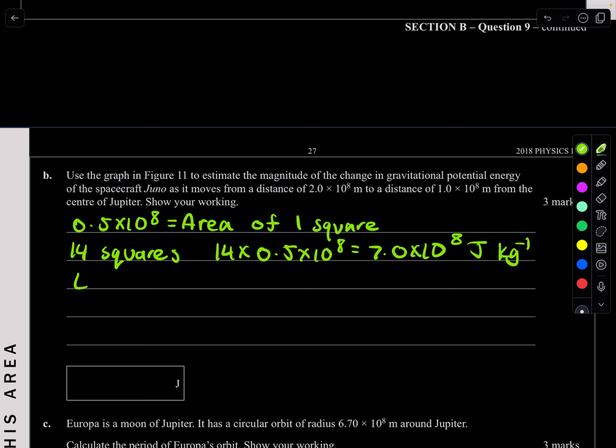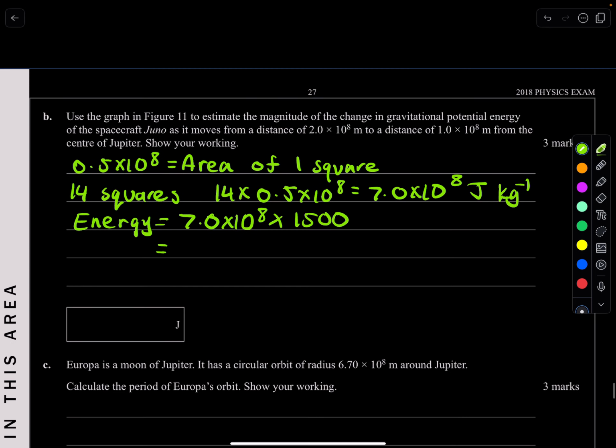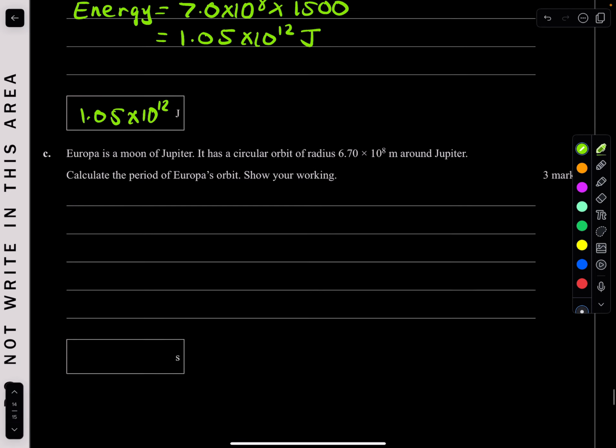So at the end, energy is going to be 7.0 times 10 to the power of 8 times the mass of Juno, which is 1,500. So times by that, we get finally 1.05 times 10 to the power of 12 joules. So let's write that. Easy.